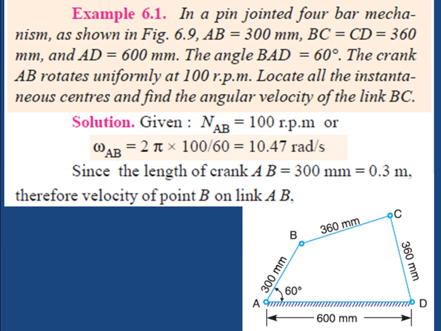So if 100 rpm is given, omega can be calculated by 2 pi N by 60. The speed of the link AB is given, so omega will be 2 pi N by 60. So 2 pi into 100 by 60, we get 10.47 radians per second, and since the length of the crank AB is 300 mm, we take it in meters, so it is 0.3 meters. Okay, so first we have to find the velocity of point B on the link AB, that can be measured, then automatically other things can be measured.